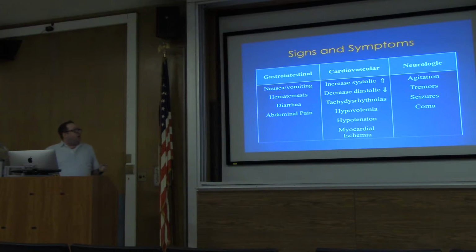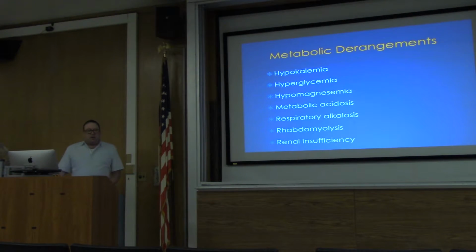It causes, obviously, all of your adrenergic effects in your cardiovascular system. In the neurological system, you can see tremors, and you can see seizure, which is going to be the most important one in overdose. And then you get a lot of metabolic derangements: hypokalemia, hyperglycemia, hypomagnesemia. You get metabolic acidosis and respiratory alkalosis, and rhabdo and renal insufficiency.